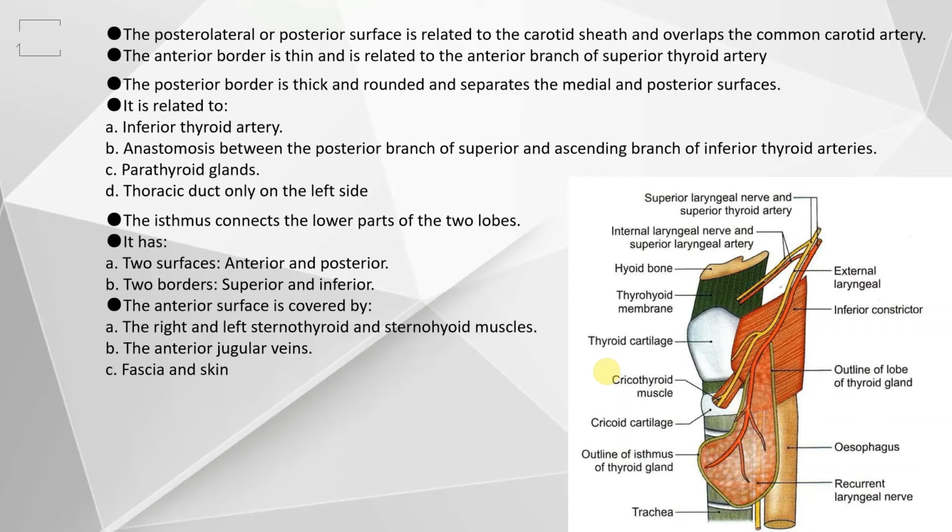The isthmus connects the lower part of the two lobes. It has two surfaces which are anterior and posterior, and also two borders, which are superior and inferior. The anterior surface is covered by the right and left sternothyroid and sternohyoid muscles, the anterior jugular veins, and also fascia and skin.